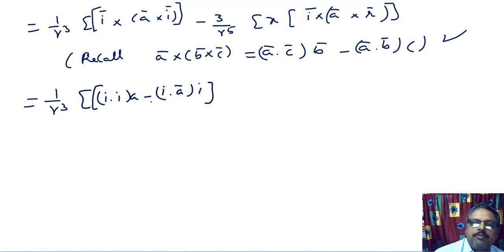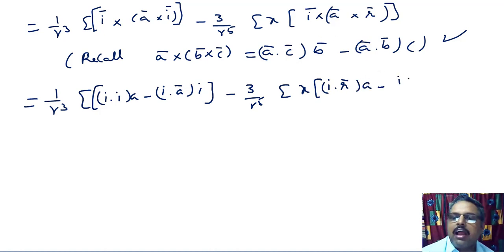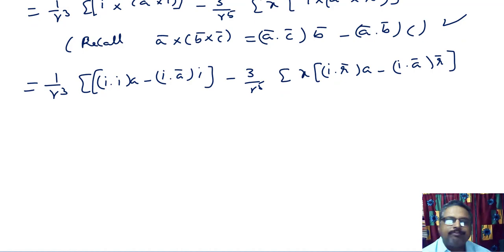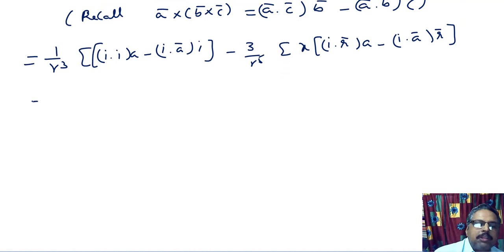So these two terms are the first two terms. 3 by r power 5 into sigma x into i dot r bar into a, okay, minus i dot a bar into r bar. Just try to understand, very simple manipulation. 1 by r cube into i dot i equals 1. So this is a bar minus i dot a bar.